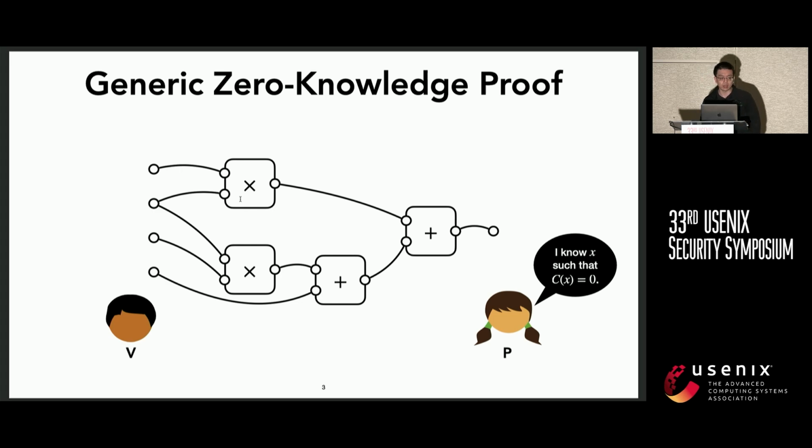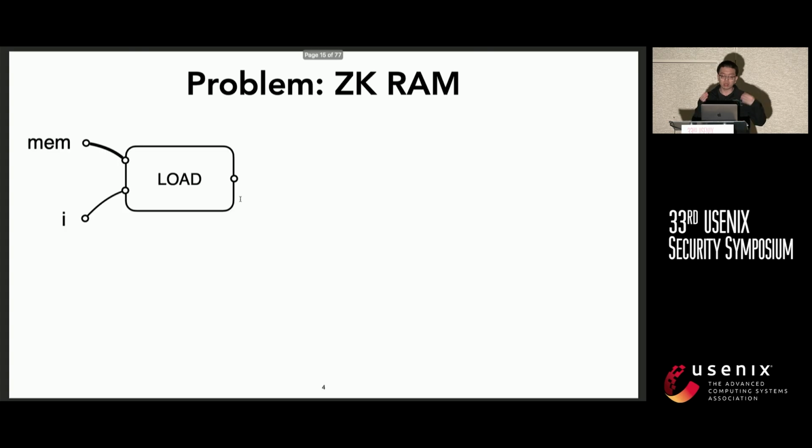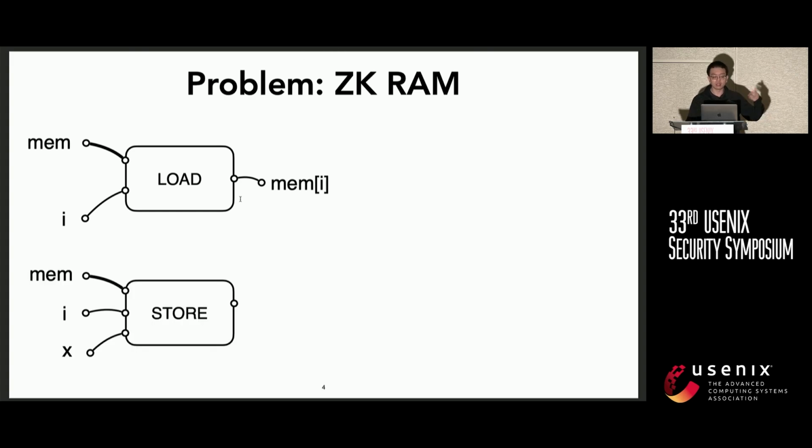However, circuits cannot capture some very useful primitives efficiently. In this talk, we're going to focus on one such classical primitive, where we want to implement random access memory inside zero knowledge proof. In particular, we want to build two types of gates. The first gate is called load. Essentially, you take an index i and output whatever you saved at position i. The second gate is called the store gate. It basically updates this memory with a new value x at the index i.